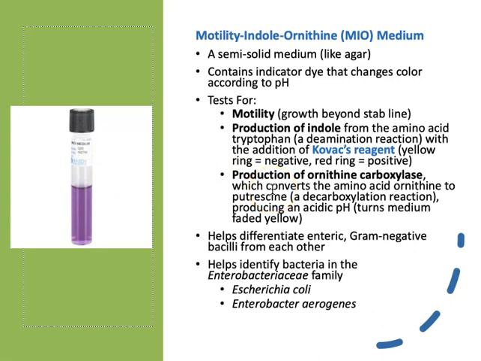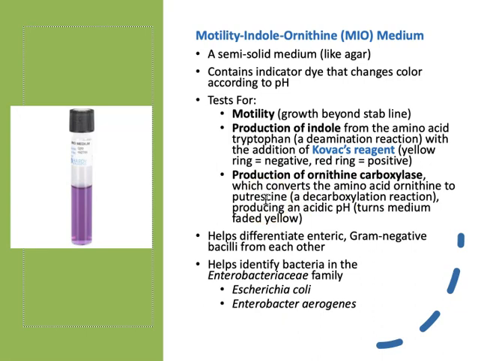The final test is for the enzyme called ornithine carboxylase. Ornithine carboxylase converts a different amino acid called ornithine to a molecule called putrescine. That's a great name, right? This is not a deamination reaction. This is a decarboxylation reaction. During this reaction, the carboxyl group is removed from the amino acid ornithine, producing this molecule called putrescine.